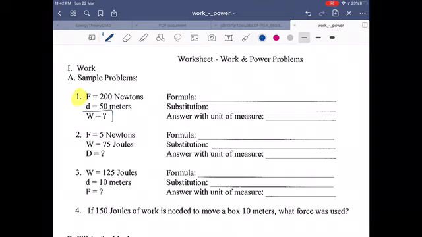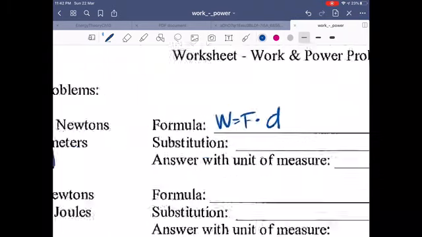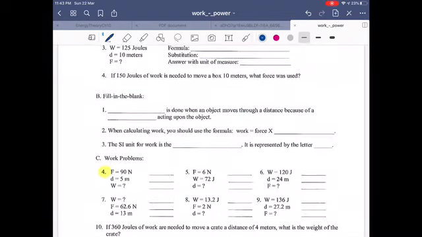So first, we need to know that we're searching for work, and they're asking you for the formula. So work equals force times distance. Then you'll do the substitution, which is work equals 200 newtons times 50 meters. Yes, and then you'll put your answer. Then you need to do the fill in the blank, that with the last presentation you can easily get it.